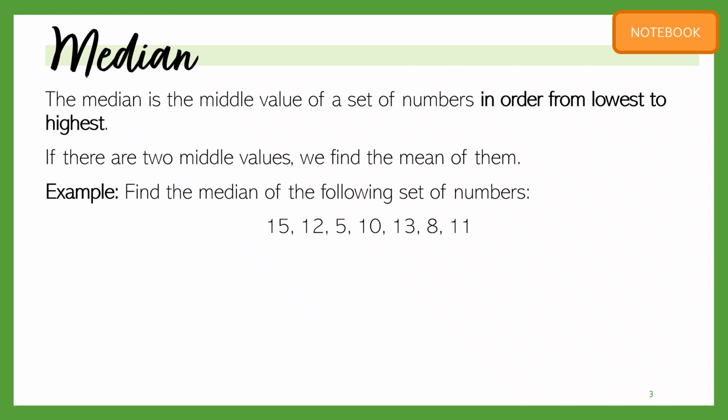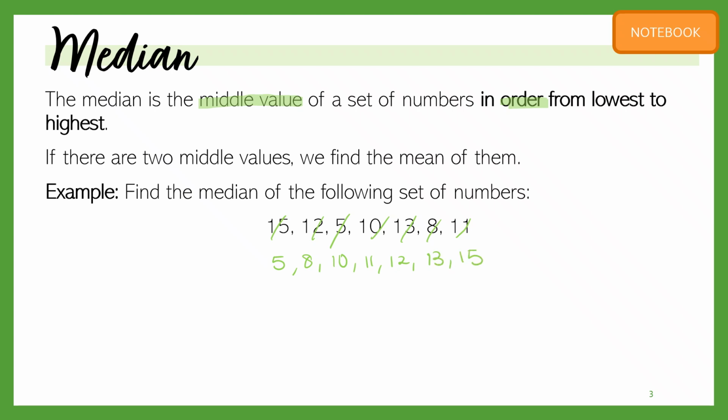The second measure of center that we have is median, and the median is your middle number, right? But to get that middle number, you first have to order your data from lowest to highest, okay? So if you're ever trying to find all three of your measures of center, it's good to just order your data. Now, if I do order this data here, 5 is going to be my lowest value, followed by 8, 10, 11, 12, 13, and 15, okay?